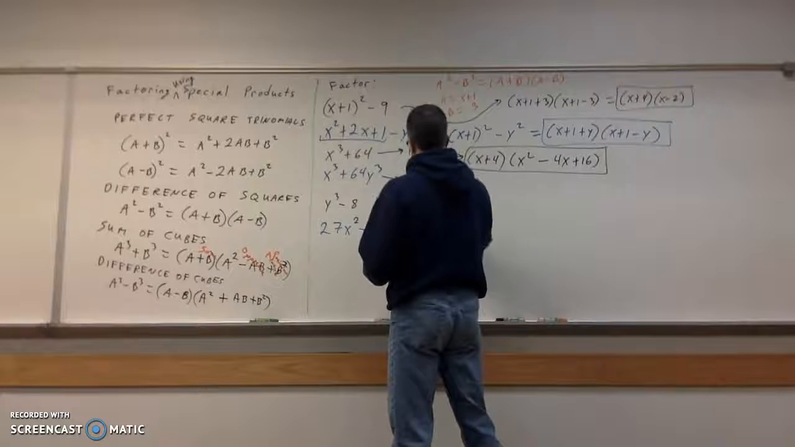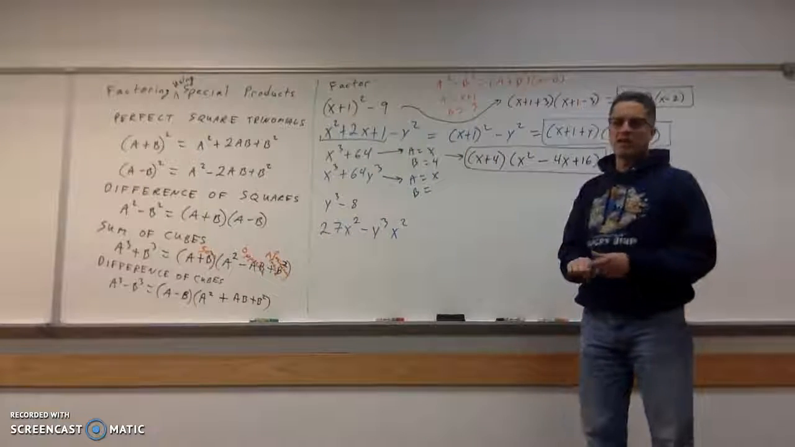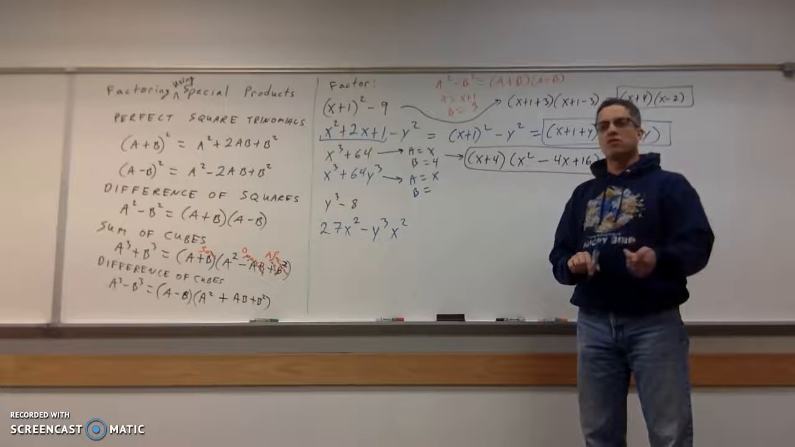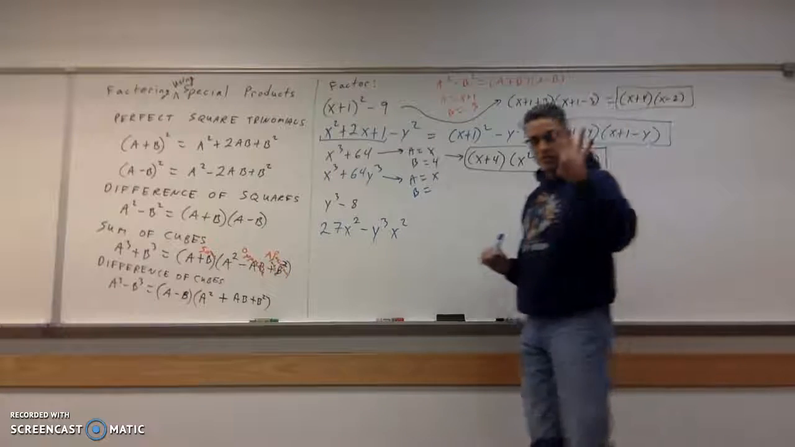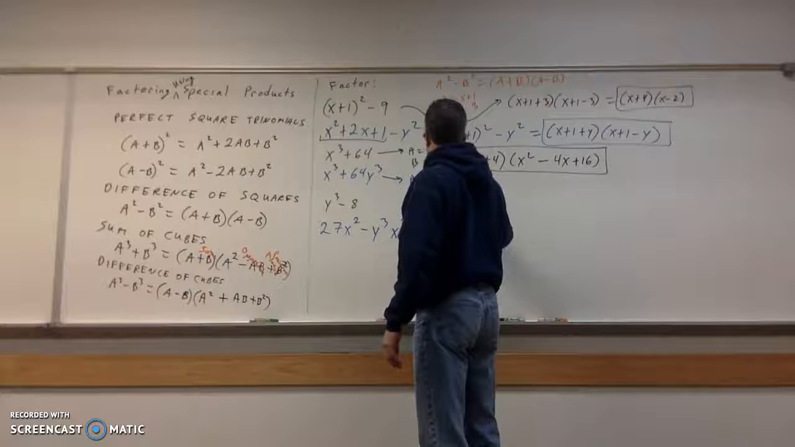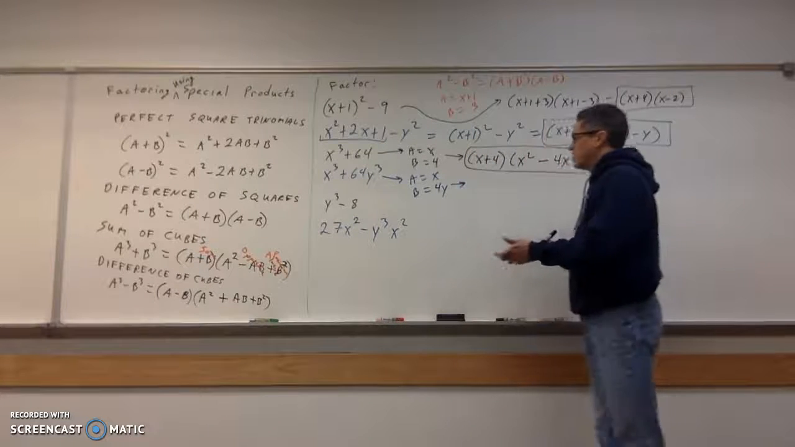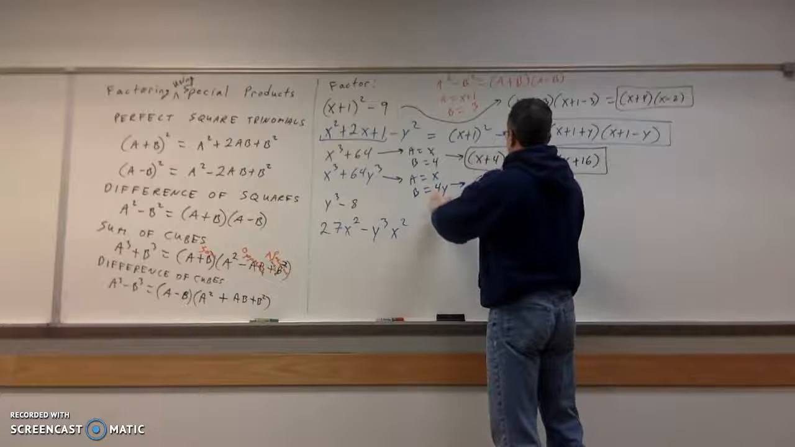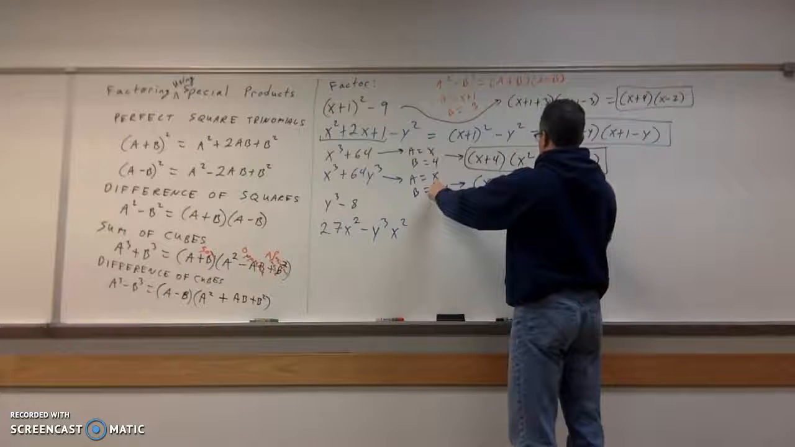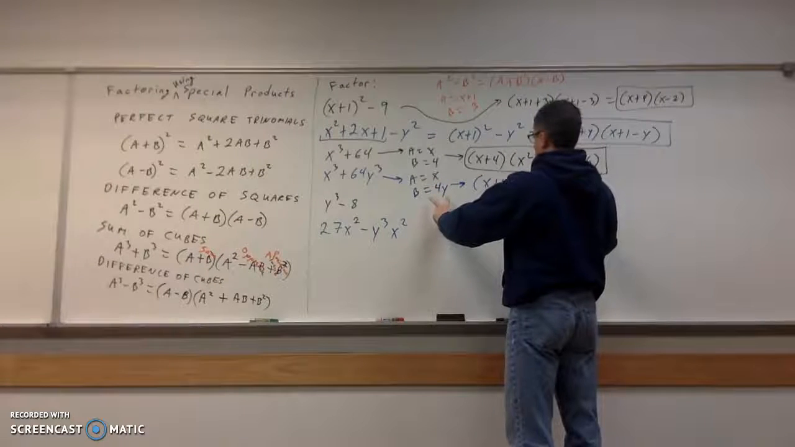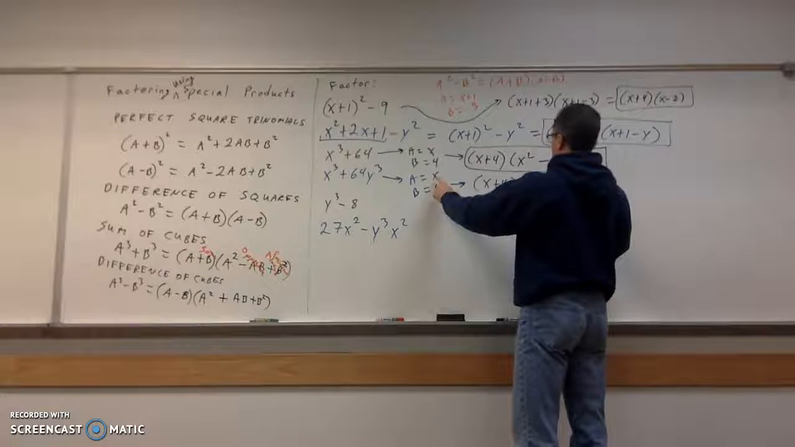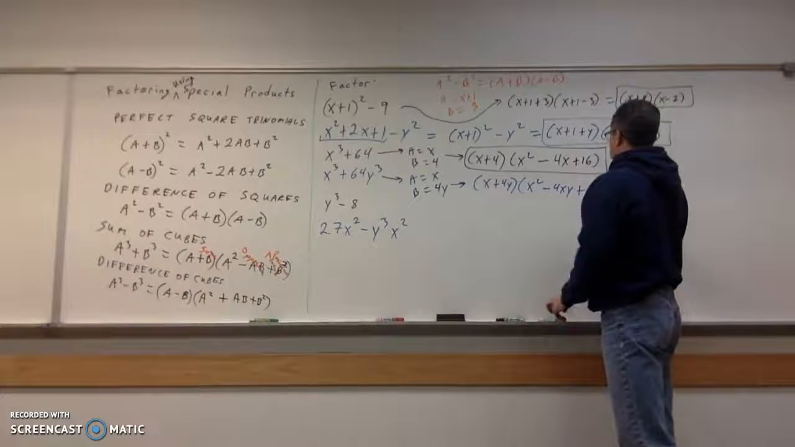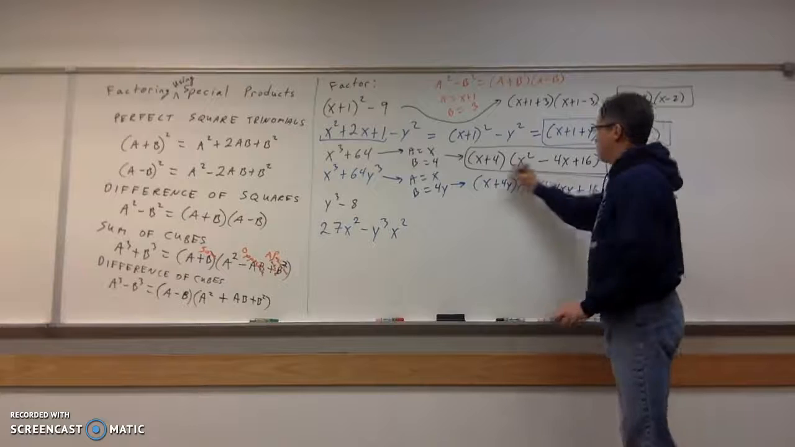My b is going to be the cubed root of 64y cubed. Please do not see 8 as 8y, because it's not 8y. 8 is the square root of 64. I want the cubed root of 64, which again is 4. So 4y. Now I can plug these into the formula, kind of like I did in the problem right above it. So x plus 4y times x squared minus 4xy, right, a times b, plus 16y squared. That guy's done.